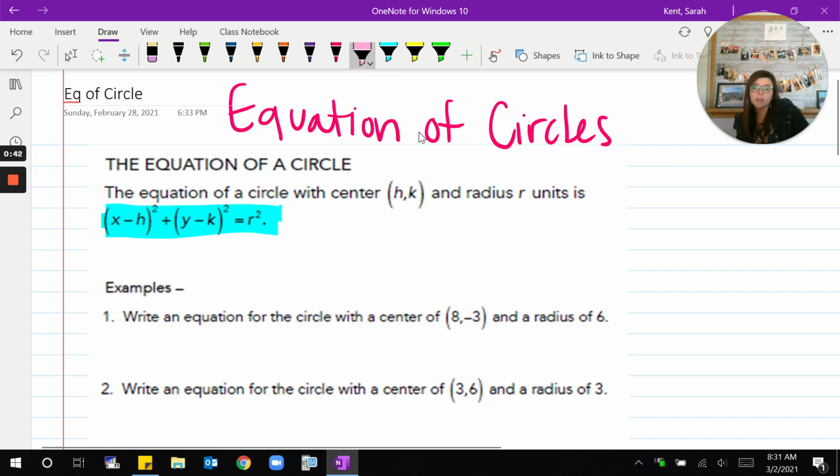Number one is we need the center, so the dot that's in the middle, and we need that point. That's the h and k. So here when you see this h and this k, we're just looking at the center of the circle. And then the other part that we need is the radius, or r. And that tells us how far it is from the middle to the edge. Those are the only things we need for this. So here are some examples of how this would work.